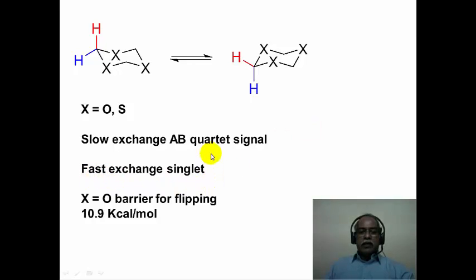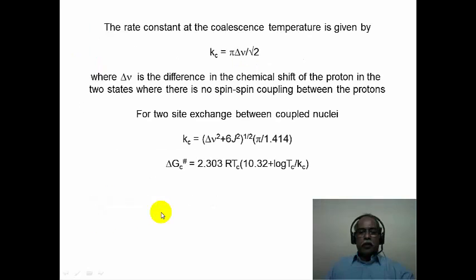So essentially, one gets only a singlet kind of an NMR spectrum at room temperature or at a higher temperature where the rapid interconversion is taking place. Now, based on the variable temperature NMR study, in the case of the 1,3,5-trioxane molecule, the barrier for the flipping of one chair conformation to the other chair conformation is very similar to the one that you see for cyclohexane, namely 10.9 kilocalories per mole.